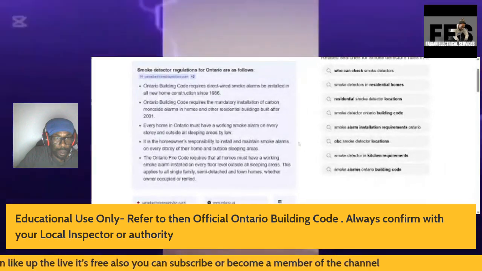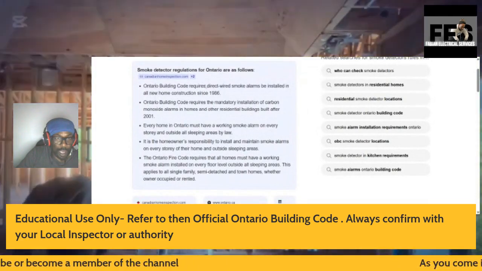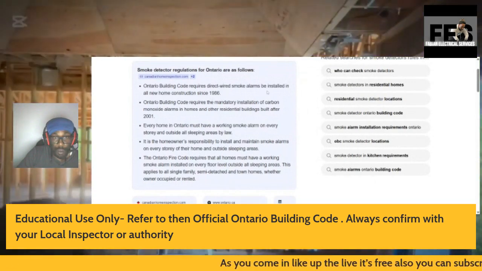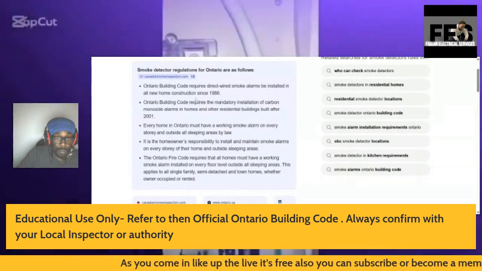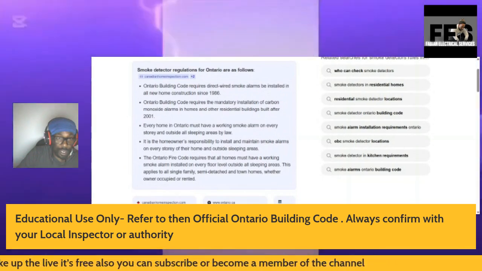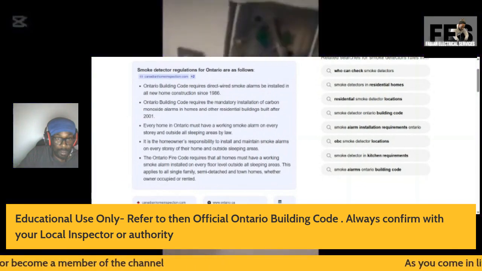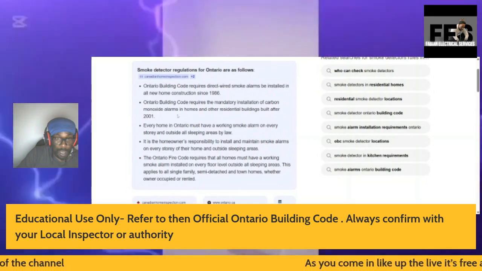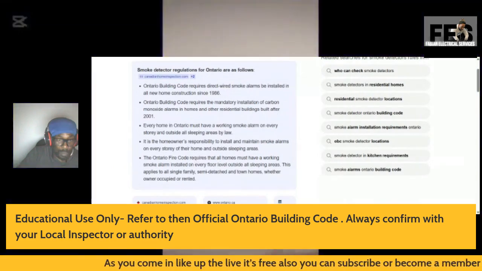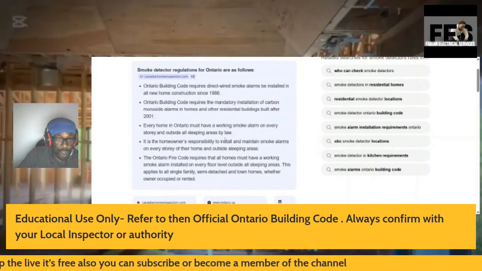So again, this is just a rule. Smoke detector regulations for Ontario are as follows. The Ontario Building Code requires direct wire smoke alarms be installed in all new home construction since 1986. The Ontario Building Code requires mandatory installation in buildings built after 2001. Every home in Ontario must have a working smoke alarm on every story and outside all sleeping areas by law.